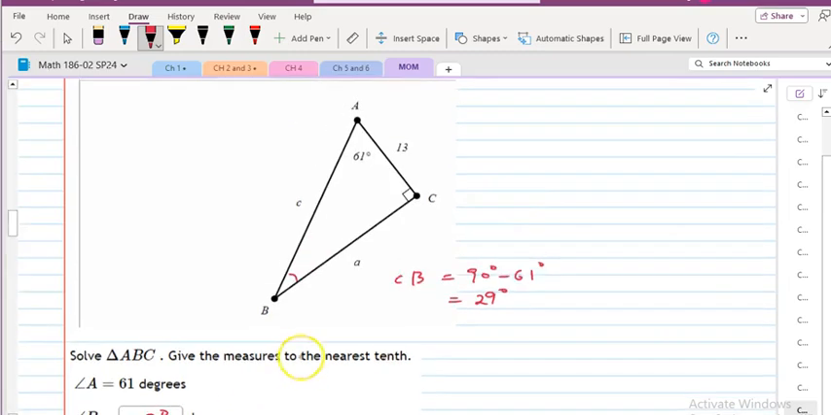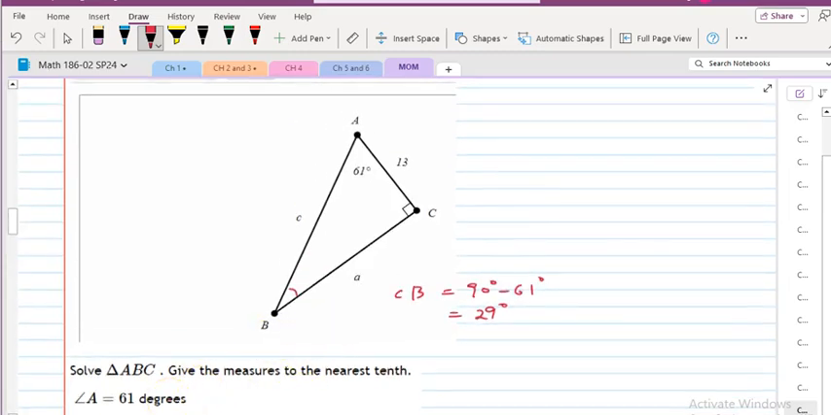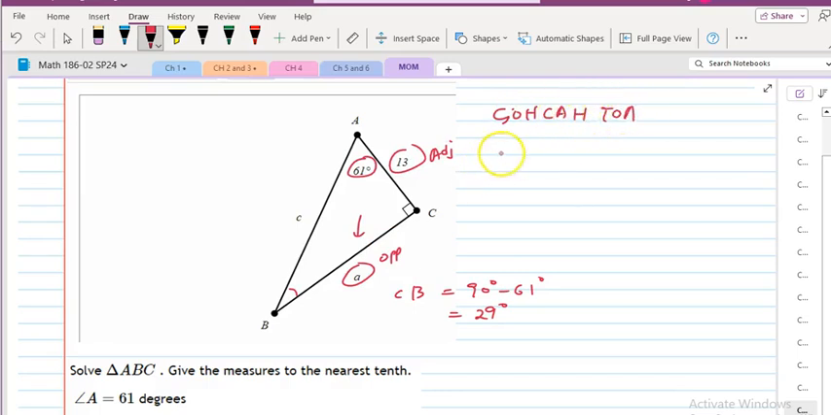Now look at the side. We want A. We know that this side is given. This angle is given and I want A. So from 61's point of view, this is O, opposite, and this is adjacent, right? So we have OA, TOA. So I would say tangent 61 equals opposite, that is A, over adjacent, 13.